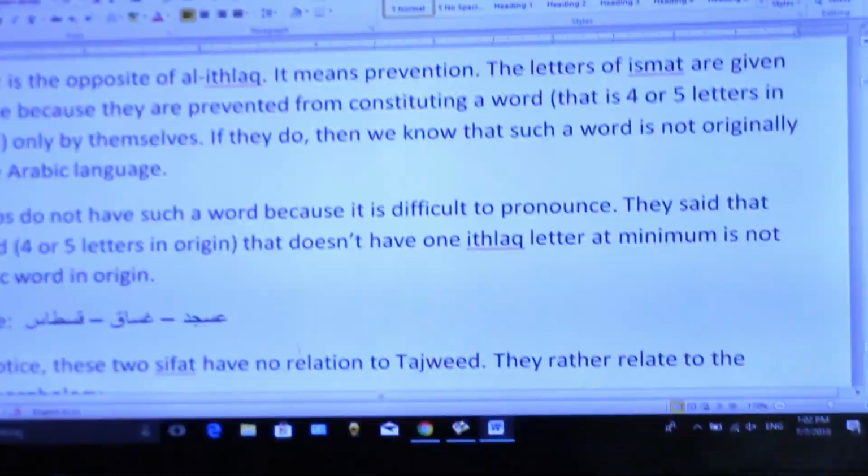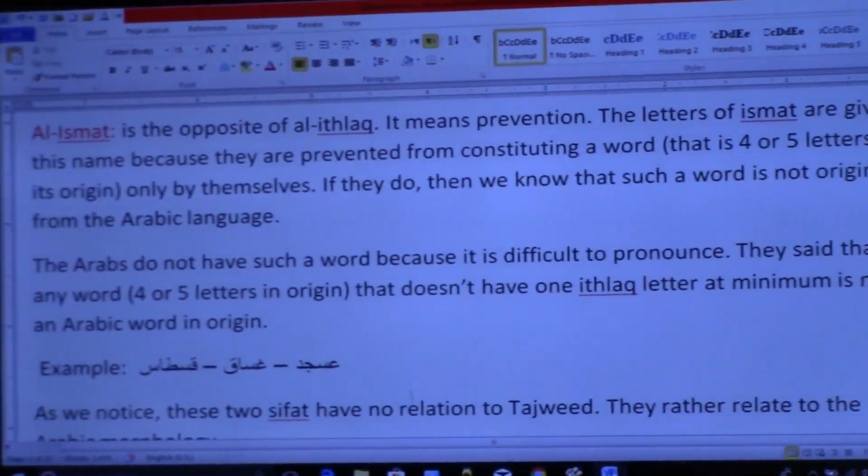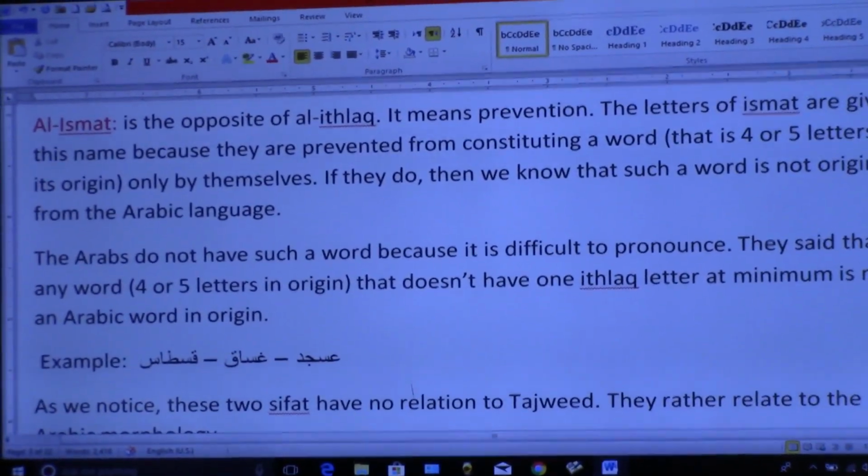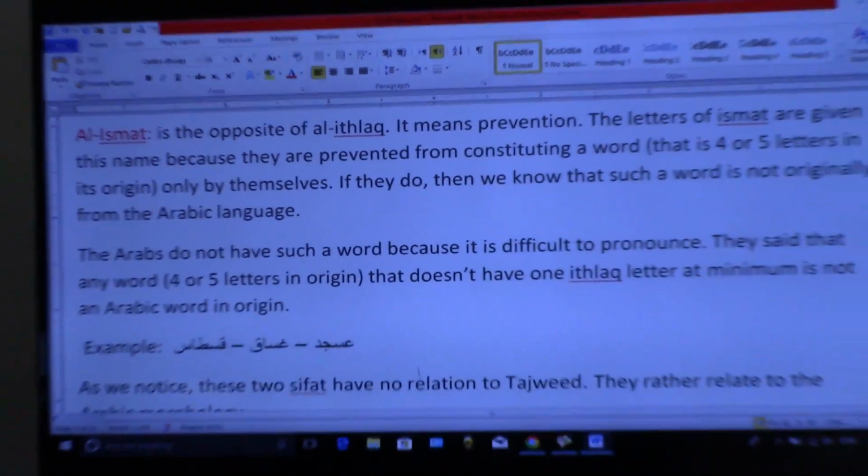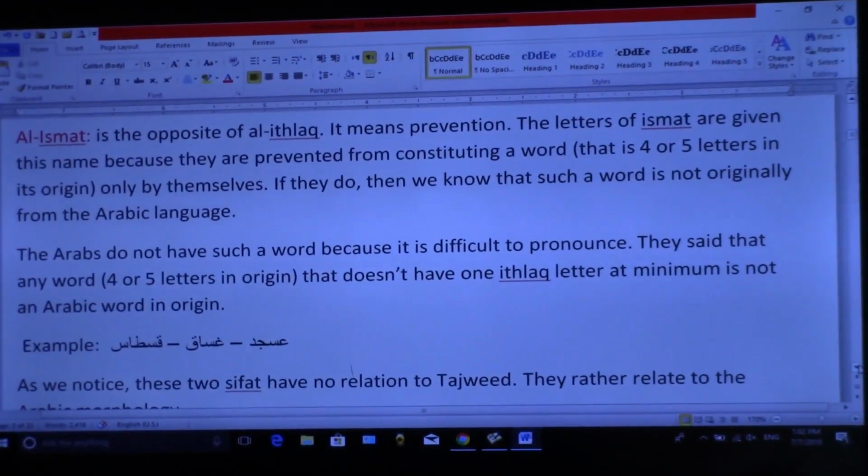Let's read, ya Shaykh. Al-ismat is the opposite of al-idlaq. It means prevention. The letters of ismat are given this name because they are prevented from constituting a word that is 4 or 5 letters in its origin only by themselves. Means they cannot form a word by themselves. Means there should be an idlaq letter with them.